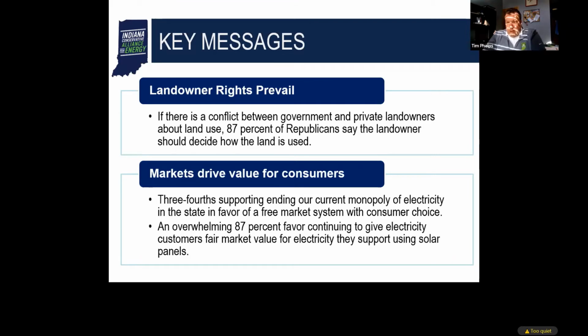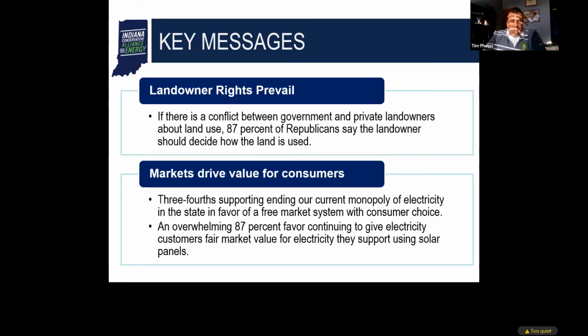Just 9%, and this is an issue that we're running into on a daily basis, and it speaks to, I think, the wind siting bill that's going through the legislature a little bit. Just 9% of Republicans think that county government should be able to prohibit private landowners from leasing or selling their land to wind and solar developers. 9%.